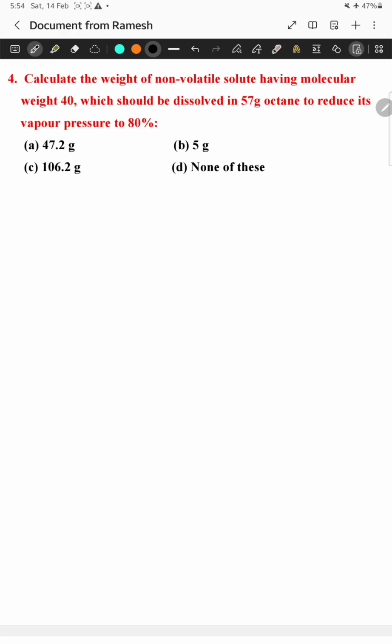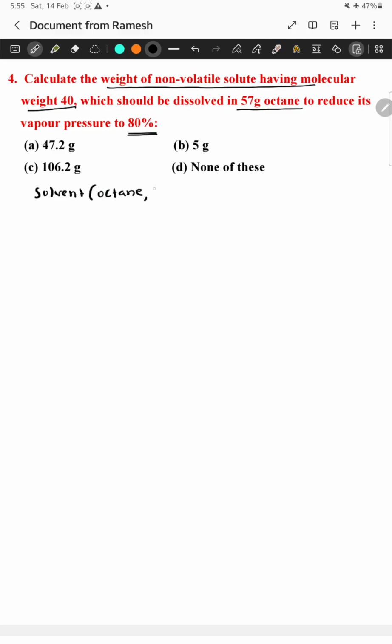Now coming to question number 4. Calculate the weight of non-volatile solute having molecular weight 40, which should be dissolved in 57 gram of octane to reduce its vapor pressure 80%. That means if you read this question, non-volatile solute dissolved in 57 gram of water. So therefore, solvent, sorry, it is not water, octane, 57 gram of octane. So solvent will be octane.